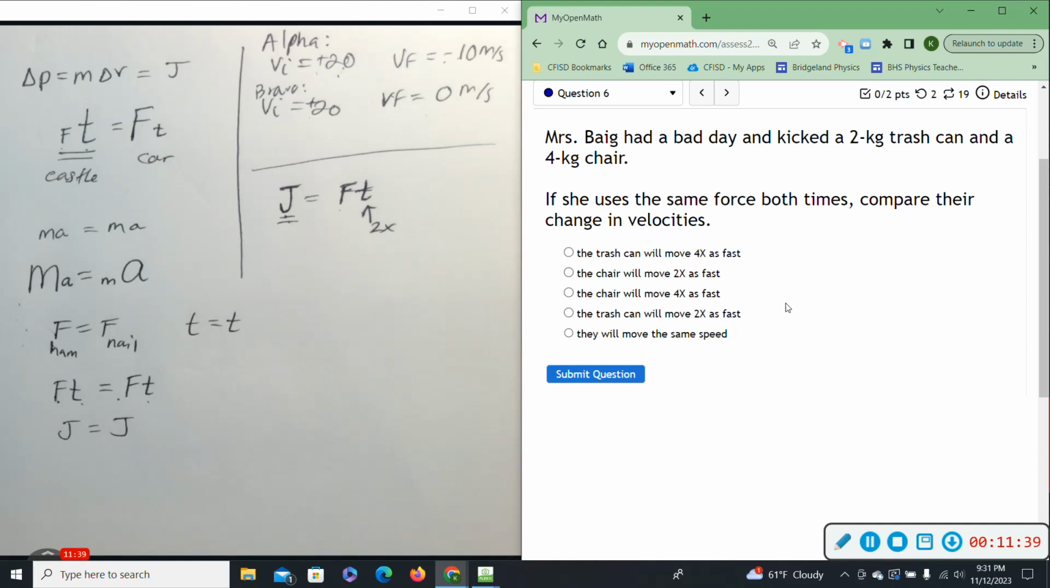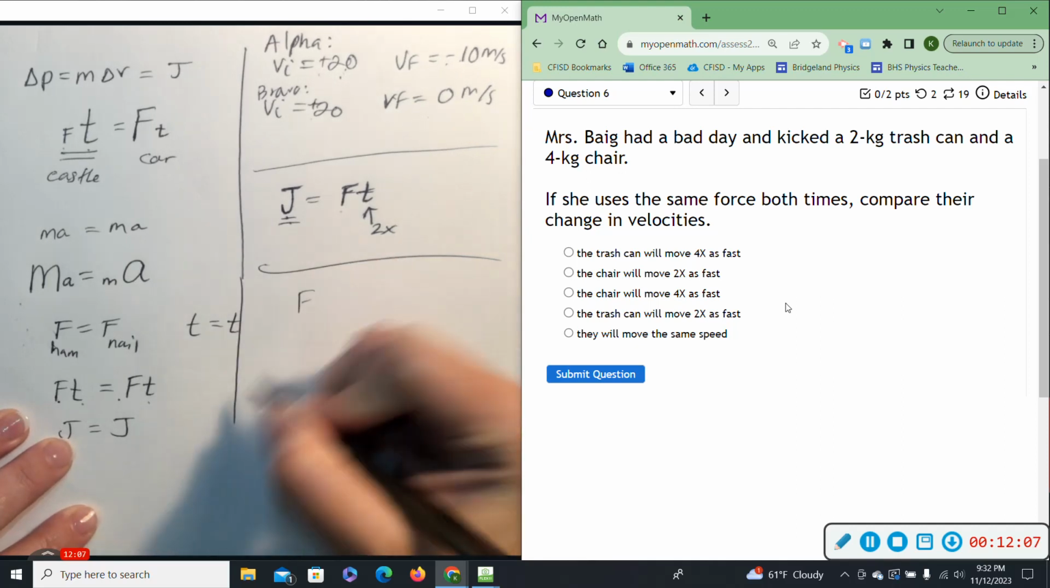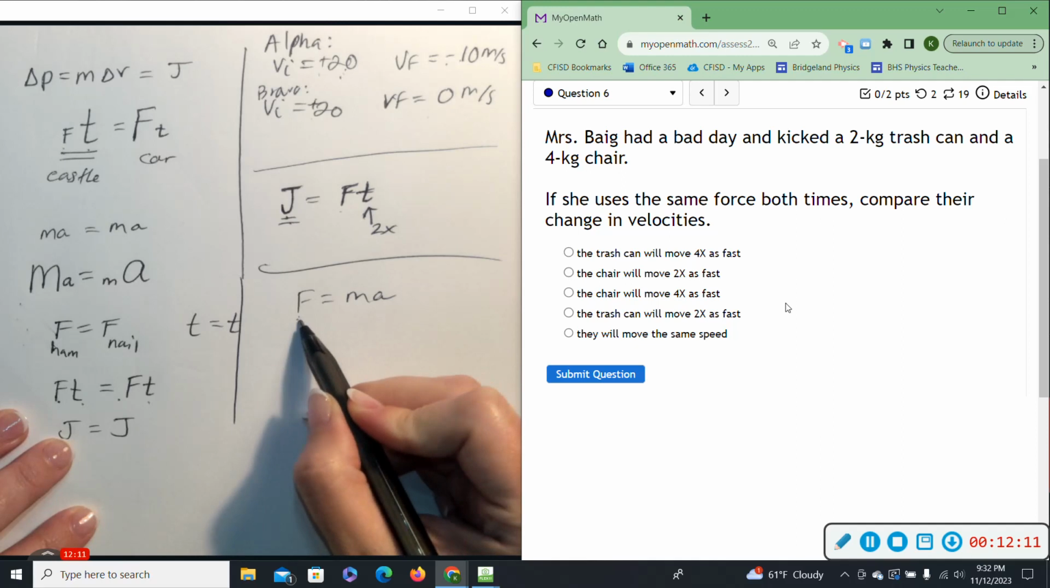You should already know, and we talked about this in the last unit as well, that if you apply a force to 2 different objects and one of them has a larger mass than the other, that object is going to be harder to accelerate. That 4-kilogram chair in this question has more inertia. It's harder to get it to accelerate than a 2-kilogram trash can. And so if she uses the same force, again, F equals ma.